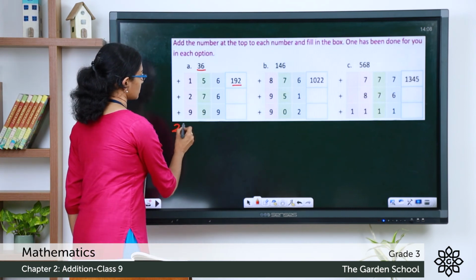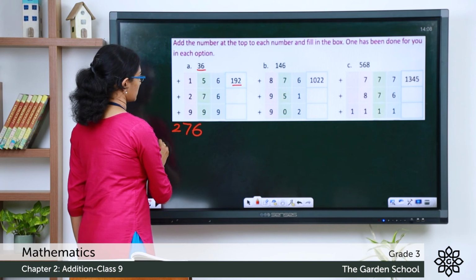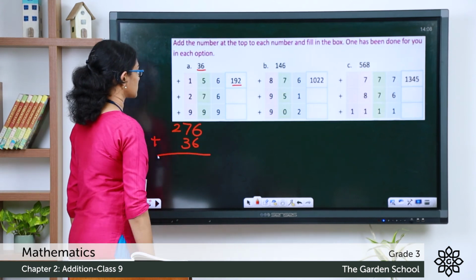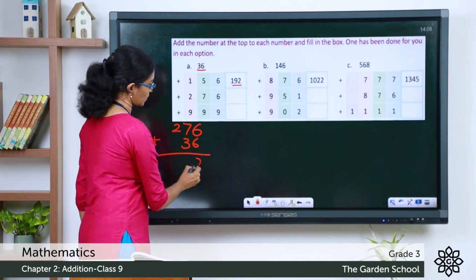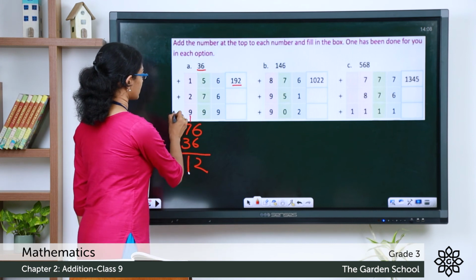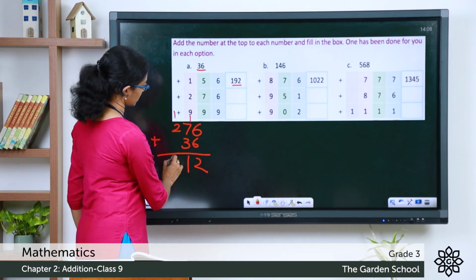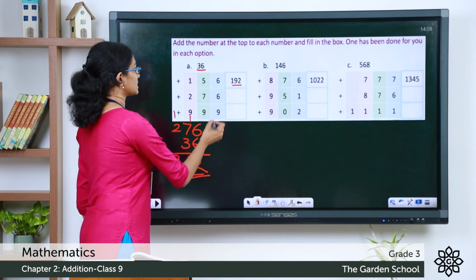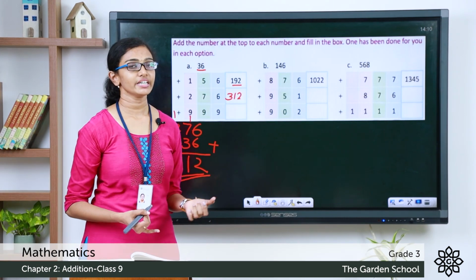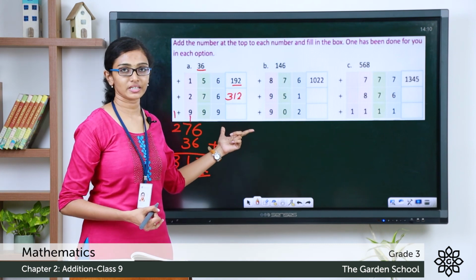Let's do the first one, 276 plus this option 36. What is the sum here? 6 plus 6, 12, carry over 1, 3 plus 7, 10 plus 1, 11, carry over 1. Now 2 plus 1, it is 3. The sum for this one is 312. Similarly, please find the sum of the other questions as well.